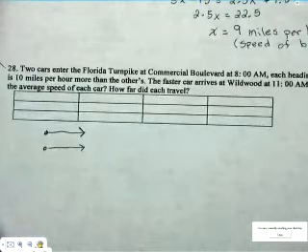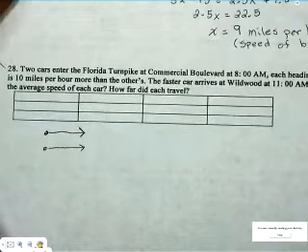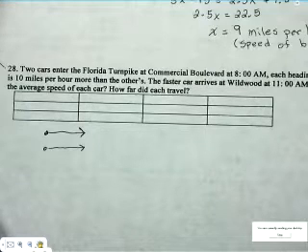2 cars enter the turnpike at Commercial Boulevard, and they're getting off at Wildwood. One car's average speed is 10 miles an hour more than the other's. The faster car gets to Wildwood at 11, which is a half hour before the other car. What was the average speed of each car, and how far did each travel?